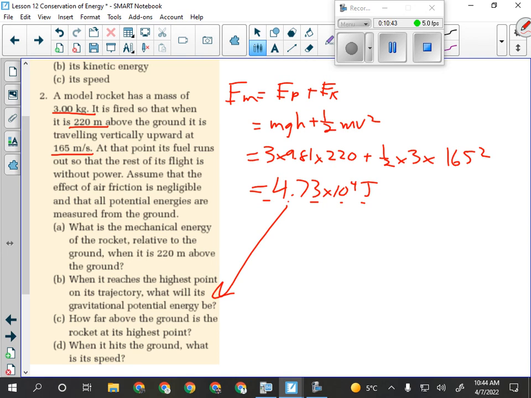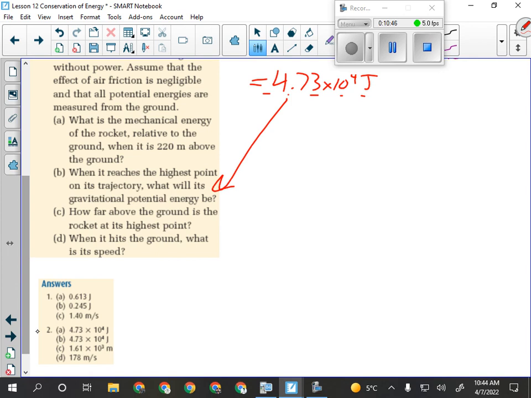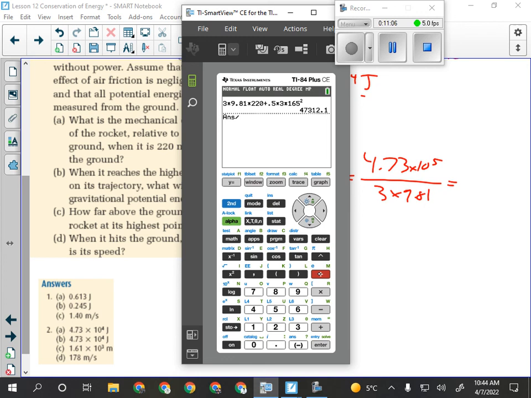All right, for part B, how far above the ground is the rocket at its highest point? Well, if I know that number is its potential energy at that point, I can calculate its height. Height will be the potential energy divided by m times g, so 4.73 times 10 to the 5 divided by 3 times 9.81. So it's exactly 1 mile above the Earth's surface. 1,607 meters.